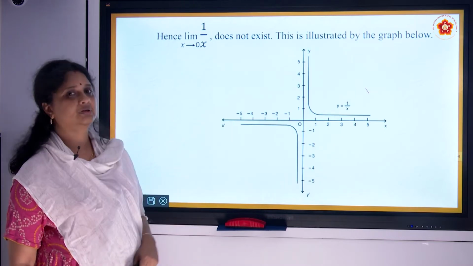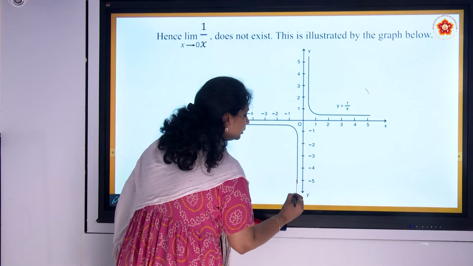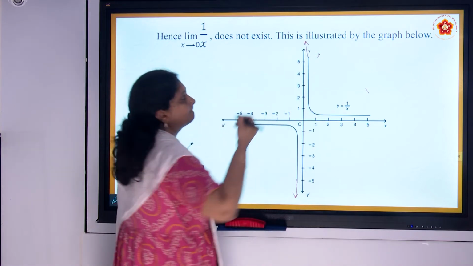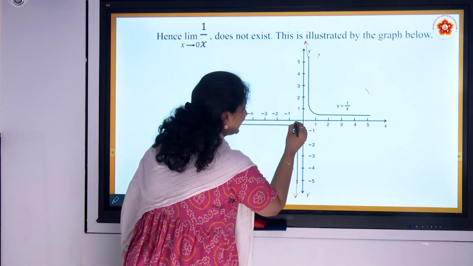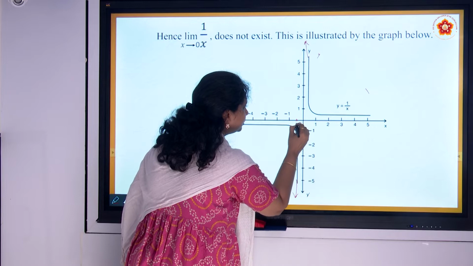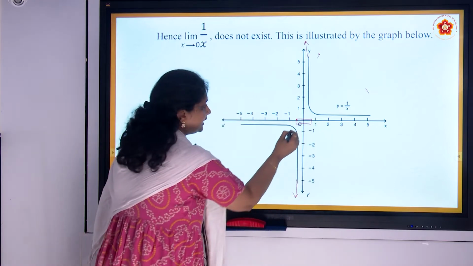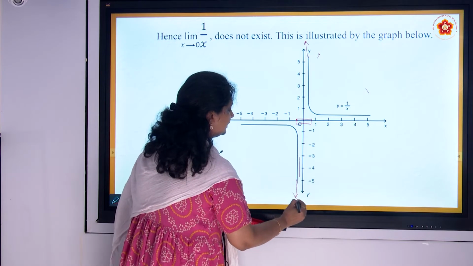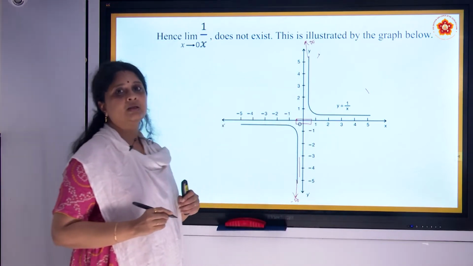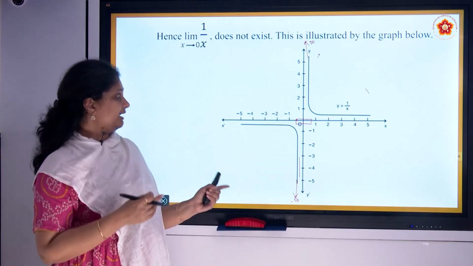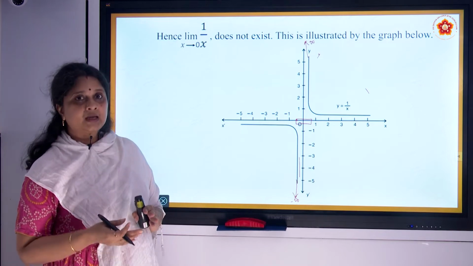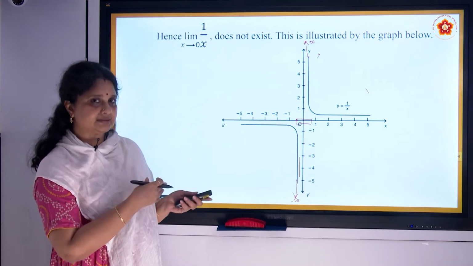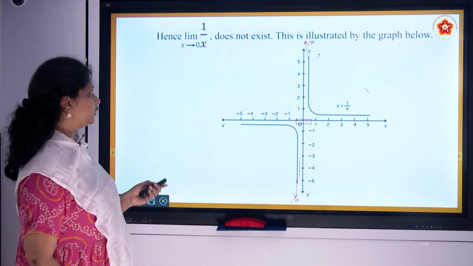Let's have a look at the graph. See, this is how the graph looks. Very close to zero, just see here, it's in the neighborhood of zero. Its value on the left hand side is almost negative infinity, and on the right hand side, it is positive infinity. So both do not lead you to the same number. Your left hand limit is different and your right hand limit is different. Correct? So it means that the limit does not exist. I hope you understand this better now. So we'll quickly move on to the next question.